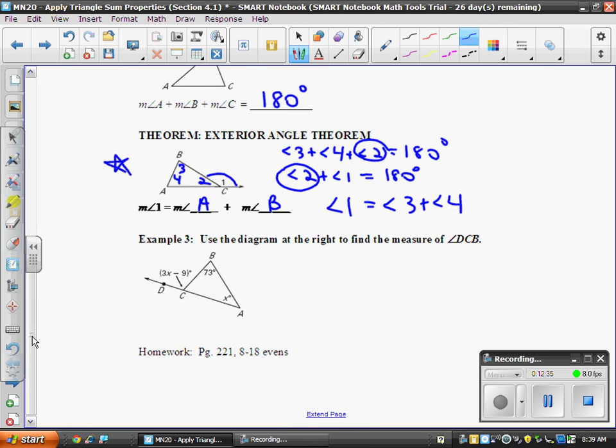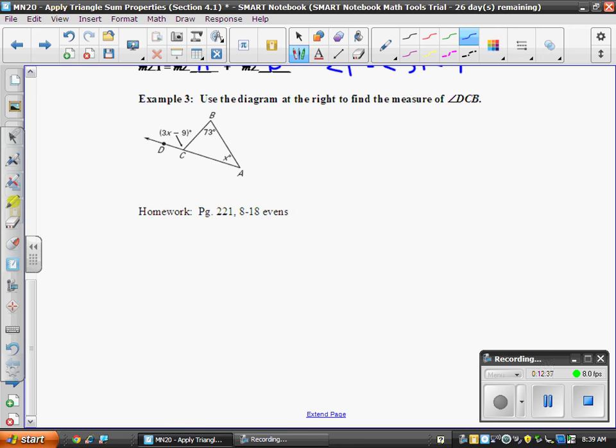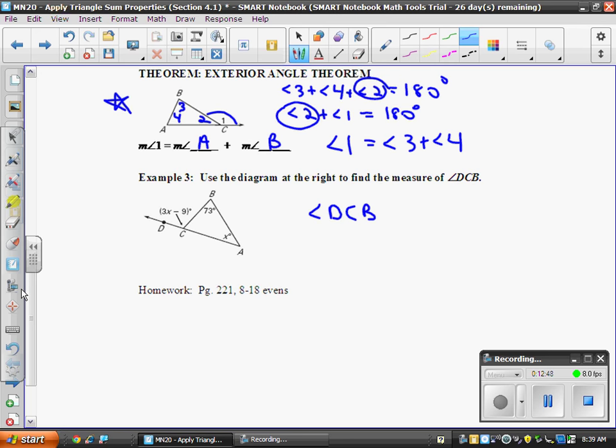How do we use it? That's what I'm going to show you here in example 3. We are trying to find the measure of DCB. According to the exterior angle theorem, and notice this is an exterior angle, it's outside that triangle, angle DCB is going to equal the measure of angle A plus the measure of angle B.